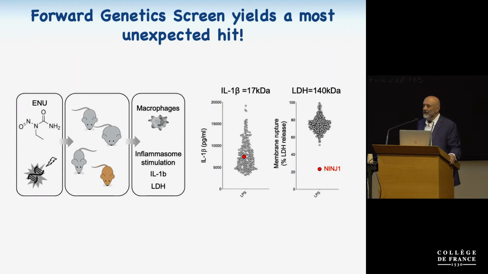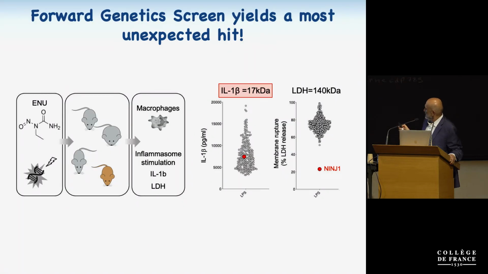How can that be? That's impossible. I'm like, no, this is not possible. Now, I should say that IL-1 beta is relatively small, 17 kDa. LDH is relatively large, 140 kDa. So it seems that IL-1 beta release in the NINJ1 mutant macrophages is fine, but LDH release isn't. I'm like, this makes no sense. This is some ENU weirdness.